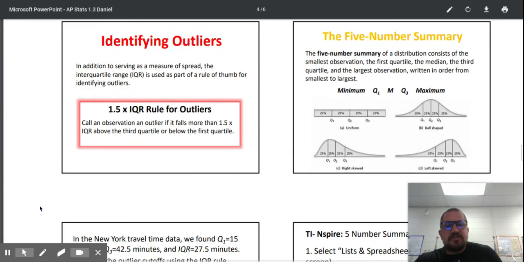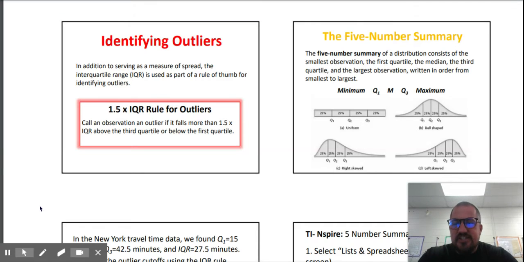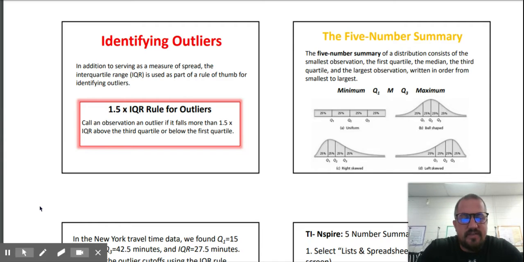Identifying outliers, we just talked about there. In addition, the interquartile range is used to identify outliers. So what you will do is you will take 1.5 times the IQR. You will add that to Q3 to get the upper fence. You will subtract it from Q1 to get the lower fence. And the reason we call it a fence is because anything that is within that fence is not an outlier, and anything that is outside of that fence would be an outlier.